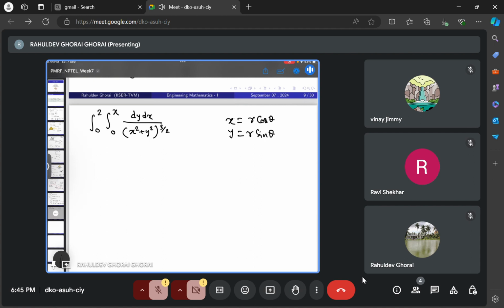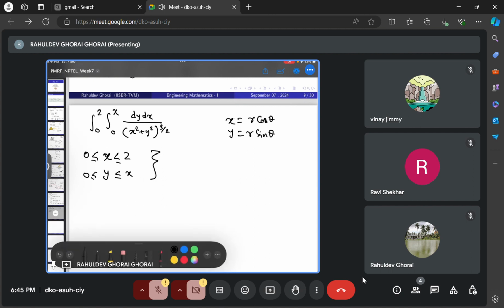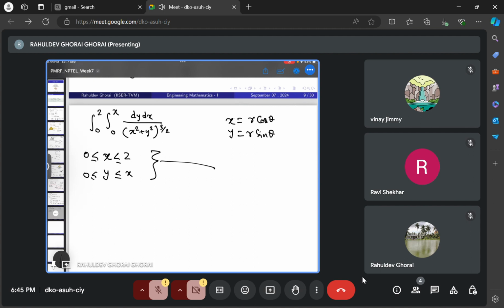So you have here x from 2 to 0 and y is from x to 0. First of all, what will be the graph of this one? Always try to draw the graph, then you understand better. Okay, so this is the y equal to x line, and x varies from 0 to 2, so it will be from here up to like this.